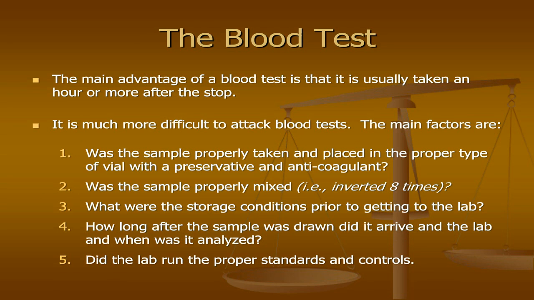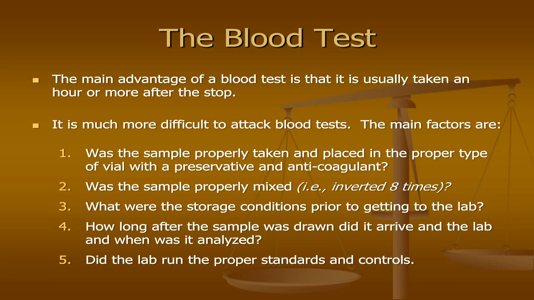The blood test. The main advantage of the blood test is that it's usually taken an hour or more after the stop. The longer the time between the stop and the chemical test, the better, because now you're getting to the point where absorption comes into play. If the test is taken very close to the stop, then it's hard to show that someone was under the legal limit at the time of the stop if his blood alcohol level was very high.